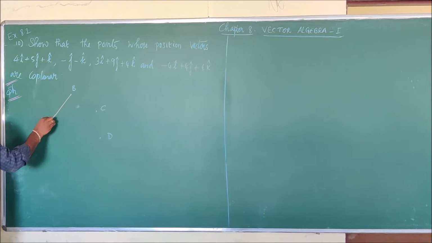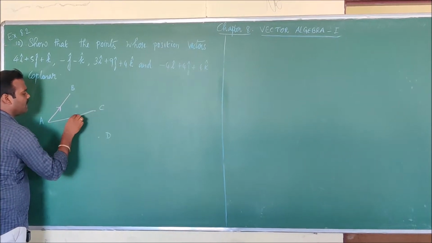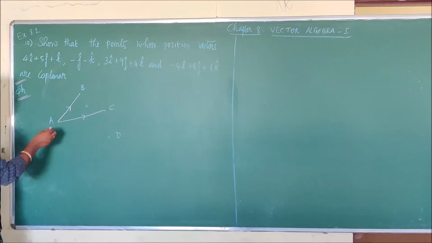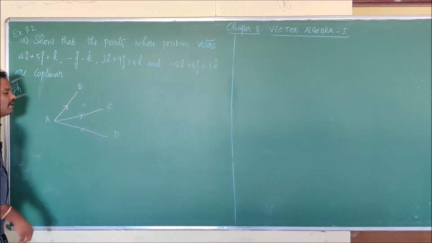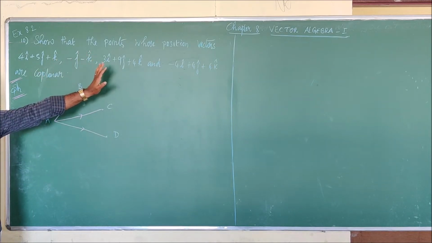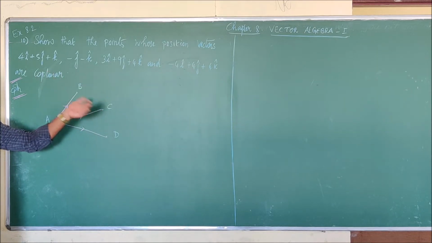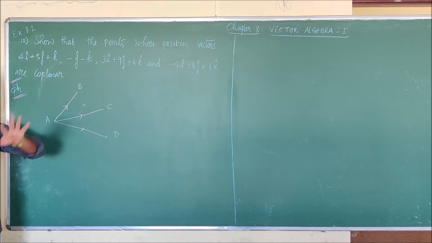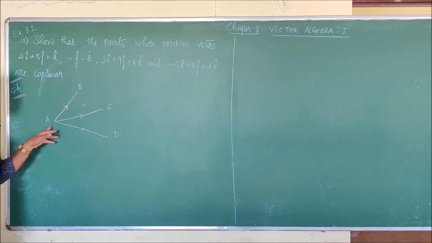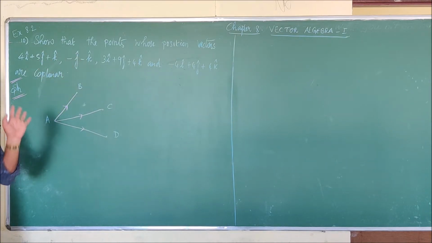What are all the vectors you can form like this? You can form the vector AB, and by joining these lines you can form the vector AC. By joining A and D you can form the vector AD. So if you want to show the 4 points are coplanar, you have to find any 3 vectors from the 4 points, and if you show that these 3 vectors are coplanar, then we can say that the given points are coplanar. Okay, so we are going to show AB vector, AC vector and AD vector are coplanar, then the points with the position vectors are coplanar.